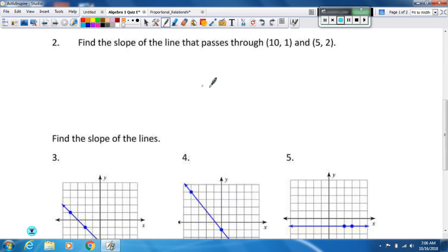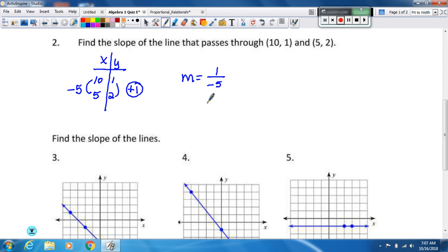Find the slope of the line that passes through (10, 1) and (5, 2). Same thing, put the points back into an XY table. So 10 is next to 1, 5 is next to 2. From 1 to 2 is going up 1. From 10 to 5 is going down 5 because they're getting closer to 0. So the slope is the circled number on top, 1 over negative 5. It can't be simplified, but usually they'll put the negative out front, so it'll be called negative 1/5.